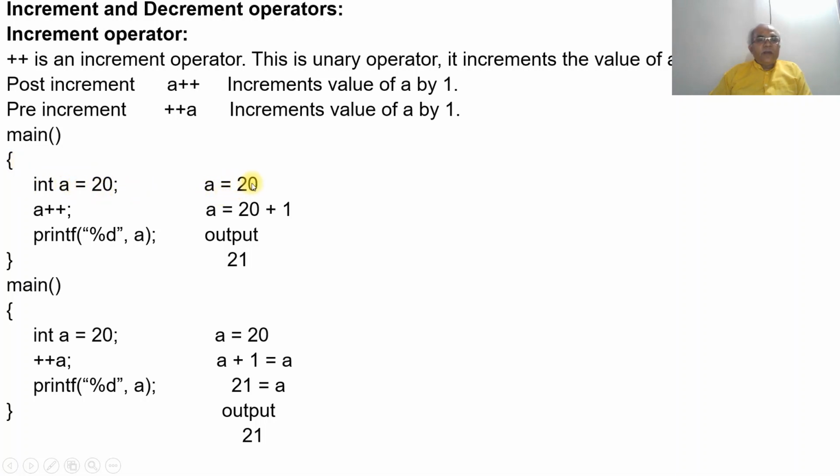So first it is going to assign the value of A equal to 20. Then A plus, what does it do? A is equal to A plus 1, that means 20 plus 1. So printf "%d", A, the output will be 21.